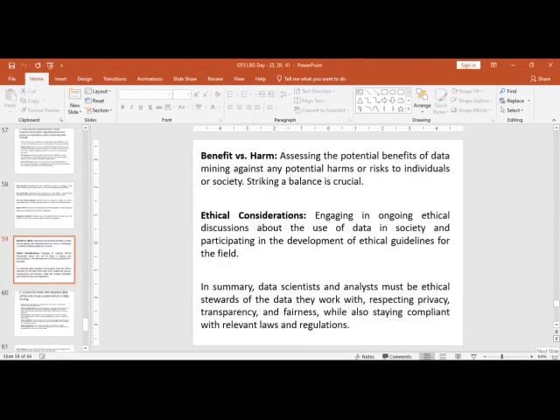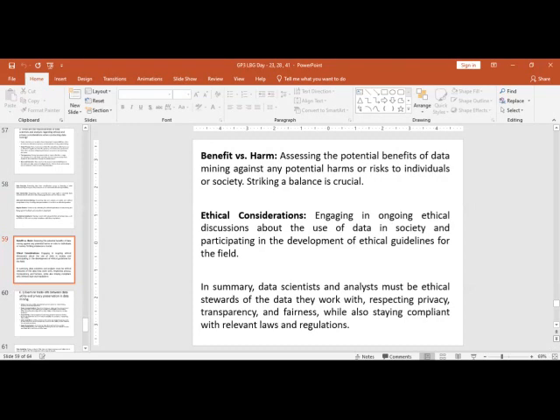Benefit versus harm: assessing the potential benefits of data mining against any potential harms or risks to individuals or society. Striking a balance is crucial. Ethical considerations: engaging in ongoing ethical discussions about the use of data in society and participating in the development of ethical guidelines for this field.